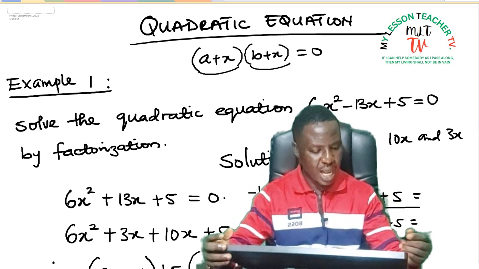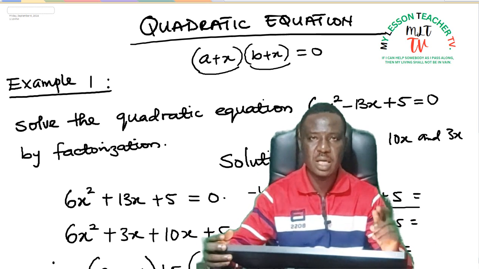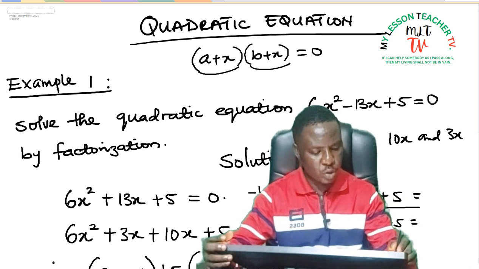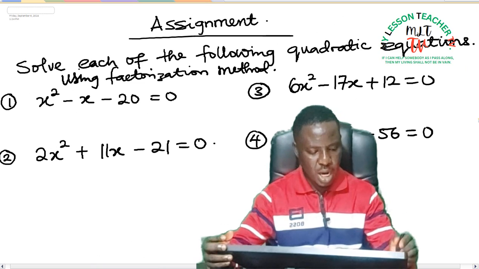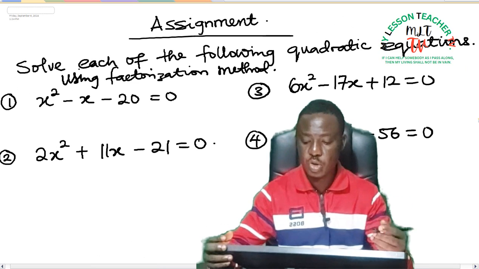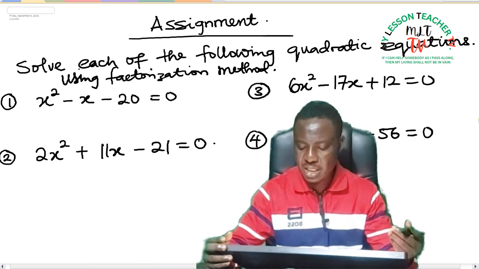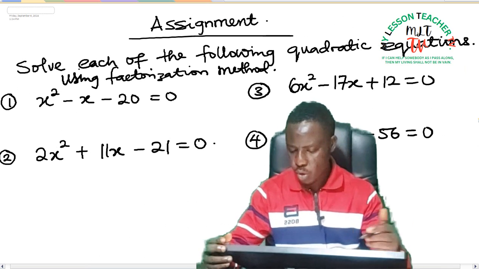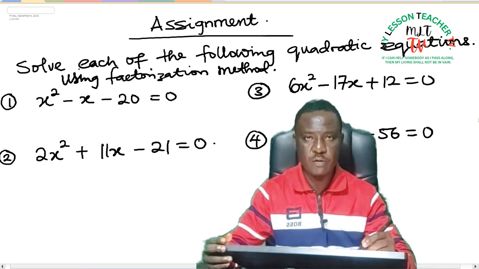And in today's class, we shall be looking at the completing the square method. But before we go into completing the square method, I would like us to get the solution to the assignment I gave you at the last class. You were asked to solve each of the following quadratic equations using factorization method. We have about 4 questions there to solve.